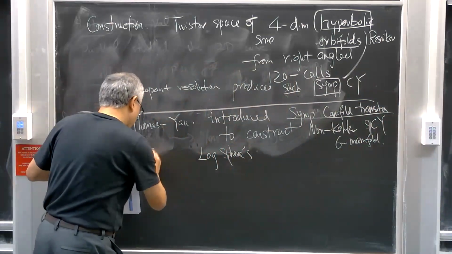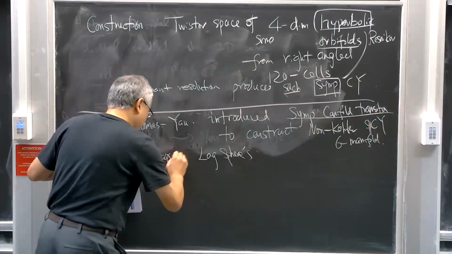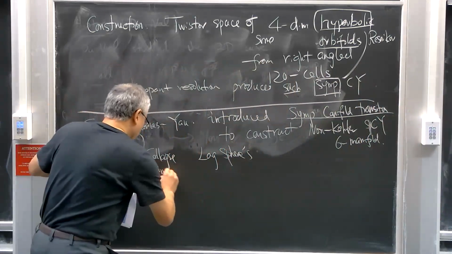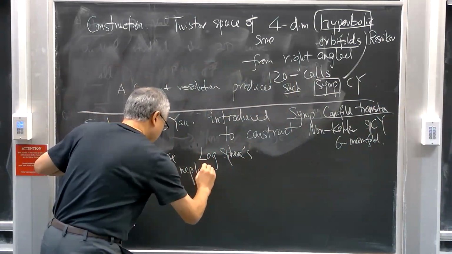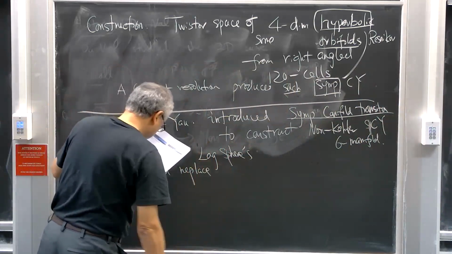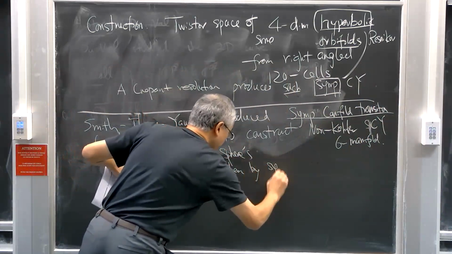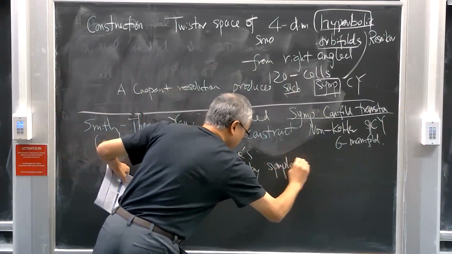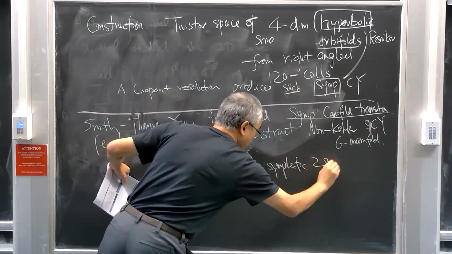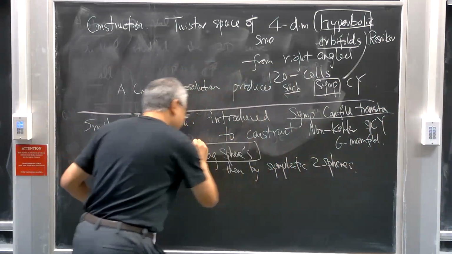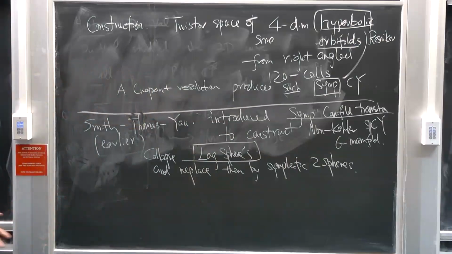And you collapse them and replace them by symplectic 2-spheres. So you see that here you reduce B3 at the expense of increasing B2.